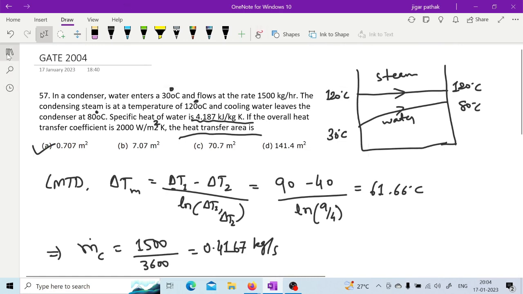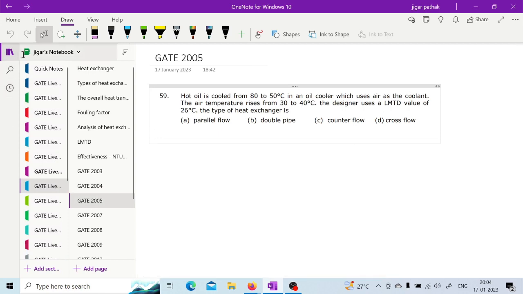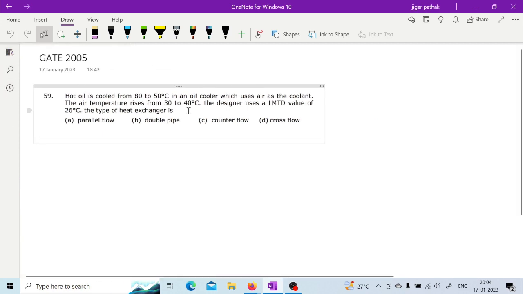Now if we go to the next one, then here hot oil is cooled from 80 to 50 degrees centigrade in an oil cooler which uses air as the coolant. Now the air temperature rises from 30 degree to 50 degrees centigrade. The designer uses a LMTD value of 26 degrees centigrade. The type of heat exchanger is. Can you try this question?